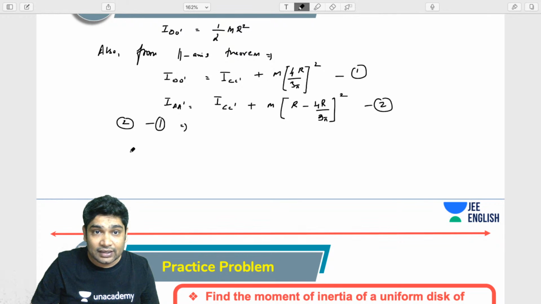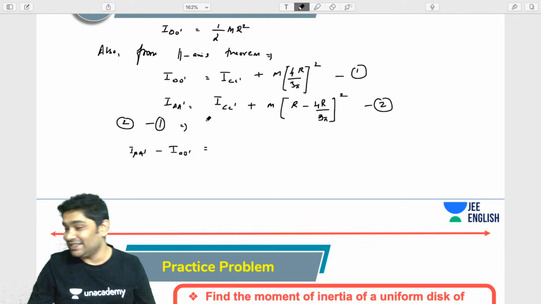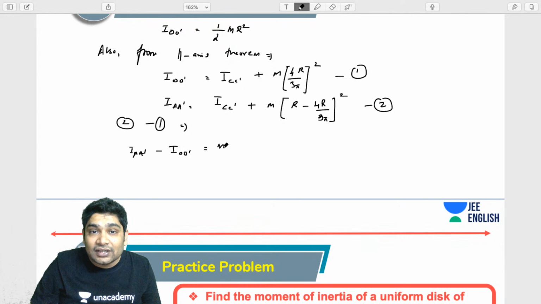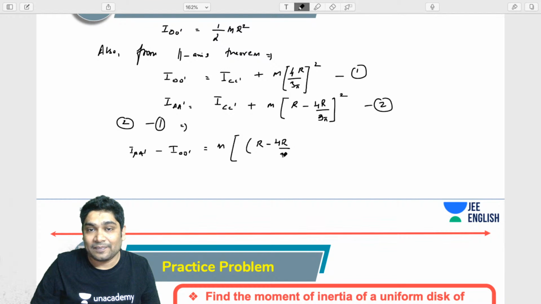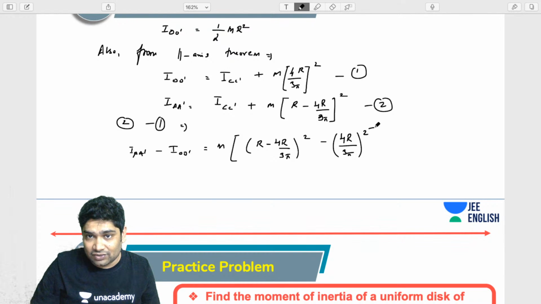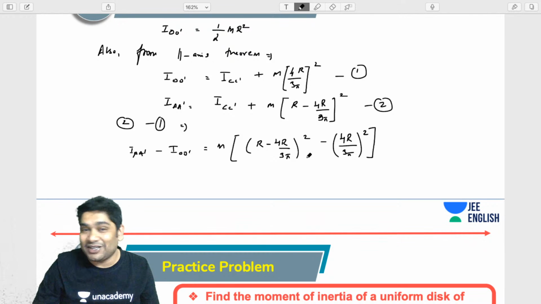It will give us I_AA dash minus I_O dash would be equal to, so when I subtract these, this and this will get cancelled. So I don't need to actually calculate I_CC dash, right? What I will have is m times r minus 4r over 3 pi whole square minus 4r over 3 pi whole square. So this is a square minus b square. A square minus b square would be a minus b into a plus b, right?